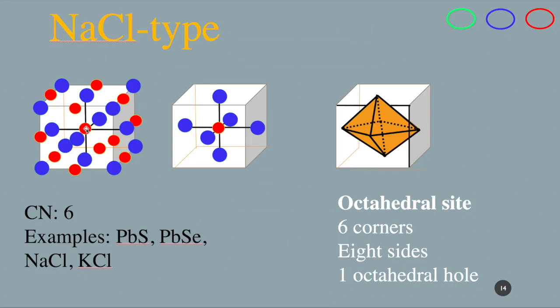Sodium chloride type: sodium surrounded by 6 chlorides, or vice versa, you can have the chloride inside or sodium outside. So we can imagine this as the octahedral site like this, with the 6 corners and 8 sides. The 6 corners are occupied by chlorides, and one octahedral hole is occupied by sodium.